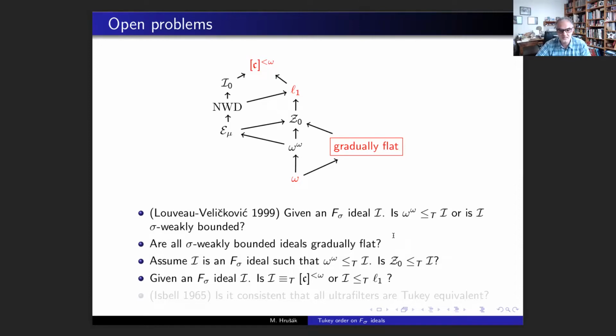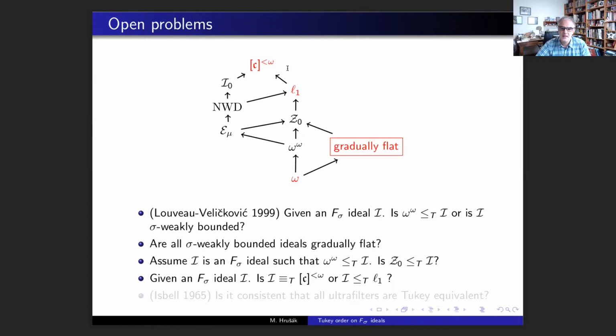And then I would assume that there are no F sigma ideals below Z0 which are not sigma weakly bounded. So that's the next question. And finally, we don't know whether there are any F sigma ideals in this interval up here, strictly between L1 and the Tukey top.